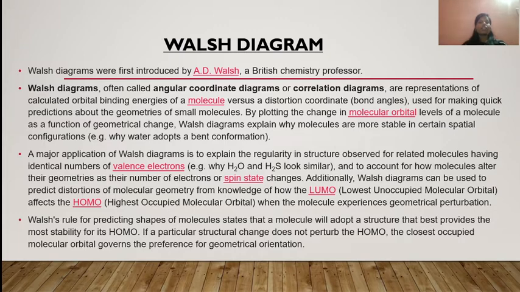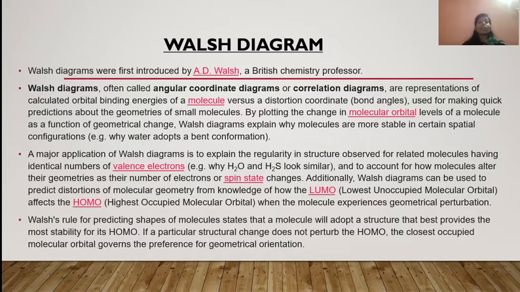Next, a major application of Walsh diagram is to explain the regularity in the structure observed for related molecules having an identical number of valence electrons. That is why H2O and H2S look similar, because both have 8 valence electrons: 2 of hydrogen and 6 of oxygen, and 2 of hydrogen and 6 of sulfur. Both have the same number of valence electrons, and it accounts for how molecules alter their geometries as the number of electrons or spin state changes.